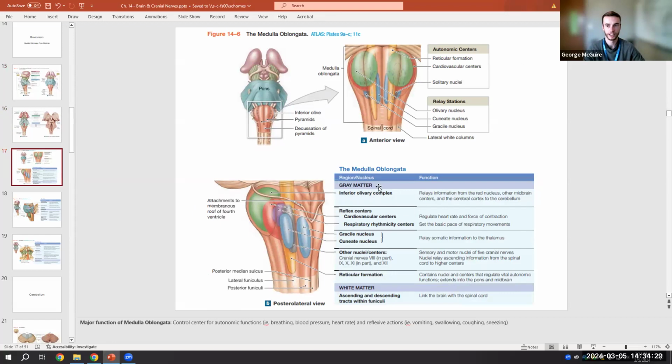Other than that, the stuff mentioned on this table is just an FYI. Again, we'll get some reference to nuclei as far as origins for cranial nerves. But again, I'm just asking for you to be able to locate and talk about the major function of most of these structures.